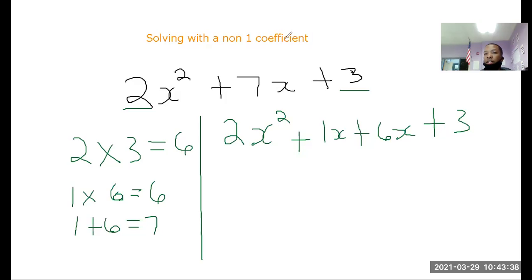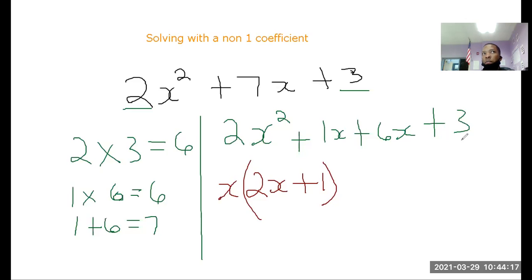Then now I do the greatest common factor. I'm going to change my color for this part. 2x squared and 1x. What's the greatest common factor between 2x squared and 1x? It would be x. So x on the outside, which leaves me with 2x here, and then plus 1.